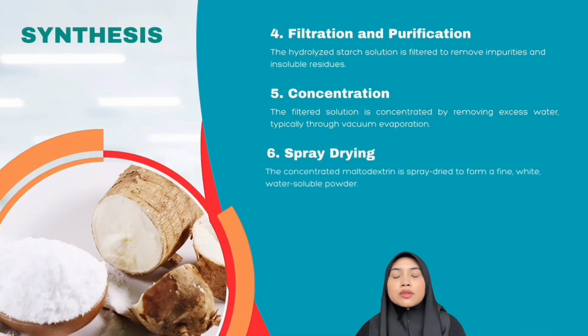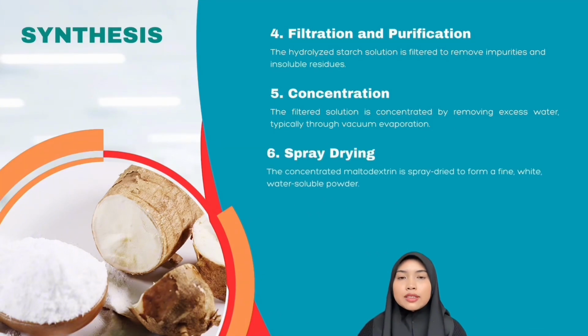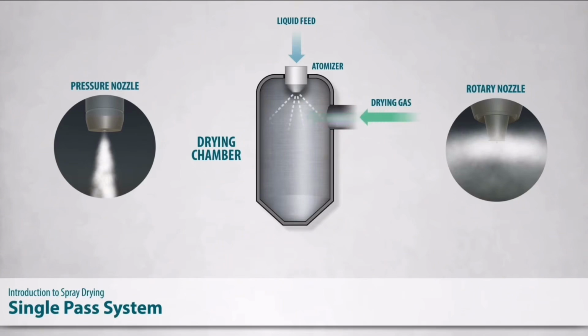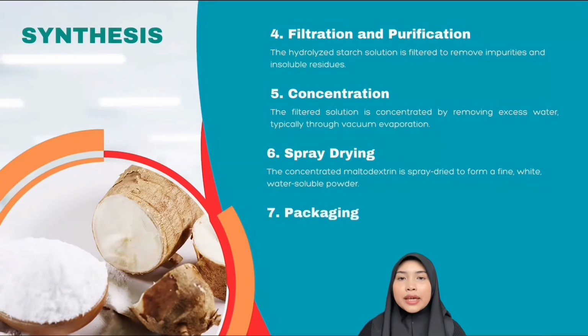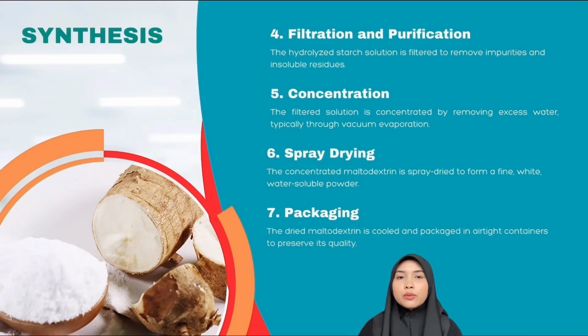The concentrated maltodextrin solution is sprayed into a chamber filled with hot air. The small droplets of the solution rapidly dry, turning into a fine powder. This process ensures that the maltodextrin remains water-soluble and has a consistent texture. The last step is packaging and storage. The dried maltodextrin powder is cooled, sieved to remove clumps, and then packaged in airtight containers or bags. Proper packaging prevents moisture absorption and maintains product quality.